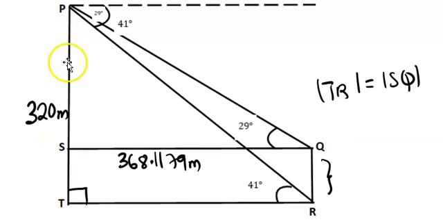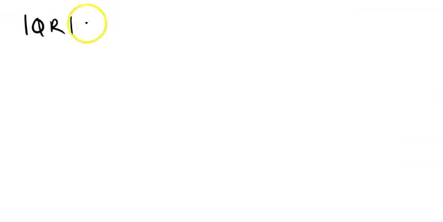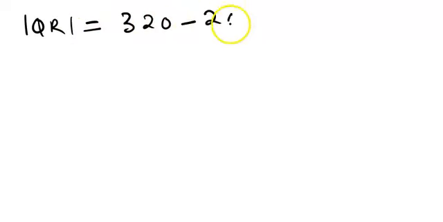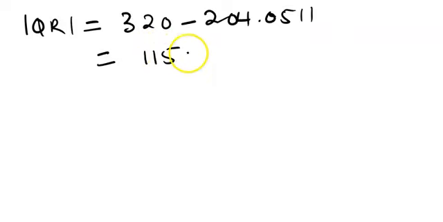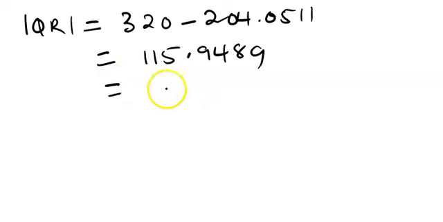Okay, so knowing the side here, we know the full length. So if we are able to calculate this side, then we can find the difference here. So the difference between this and that will be the height of the other building. So QR would then be the distance, 320 minus 204.0511, which is 115.9489. Now to the nearest meter, that will be 116 meters. So that is the answer for the first one.